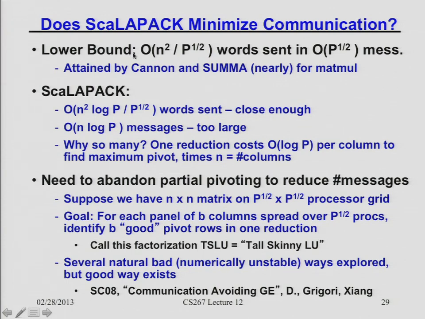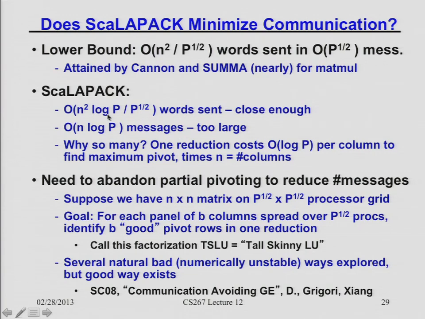So what is the lower bound? If I only have one copy of the data, I'm doing n by n Gaussian elimination on p processors, it's the same as matrix multiply: the lower bound is n squared over root p words sent, and root p messages. And we saw that matrix multiply attains that. So what about Gaussian elimination, the algorithm I just showed you? Well, if you do the careful counting, the number of words moved is not quite the lower bound, but it's only bigger by a factor of log p.